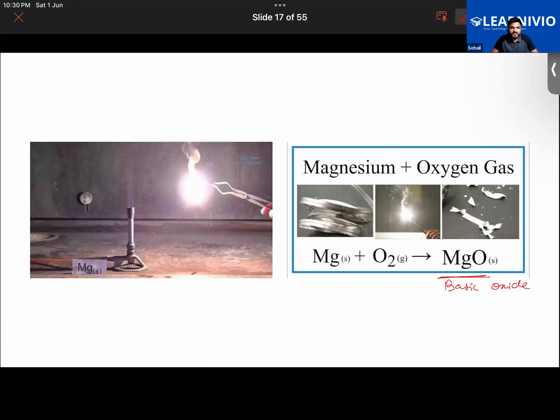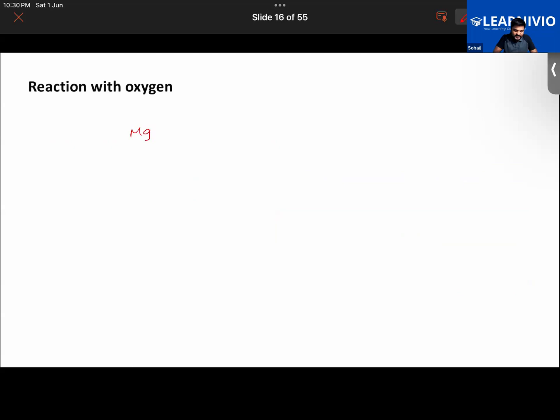I can check this with litmus paper. In order to do this, water has to be added, because litmus paper does not work on dry acids or dry bases. If water is absent, litmus paper is not going to work. So here you have magnesium plus oxygen giving magnesium oxide.